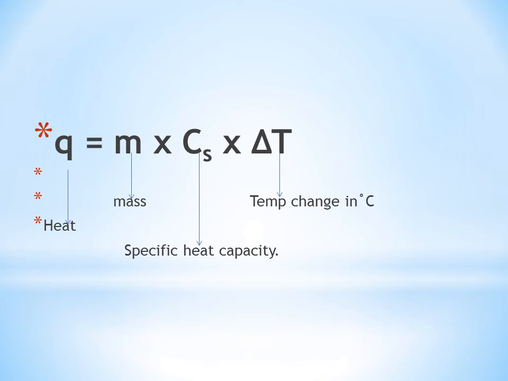Heat capacity can be used to calculate the heat in a system. Heat is given by the equation q equals m, which represents the mass of the substance, multiplied by the specific heat capacity, multiplied by the change in temperature, delta T. This temperature is measured in Celsius.